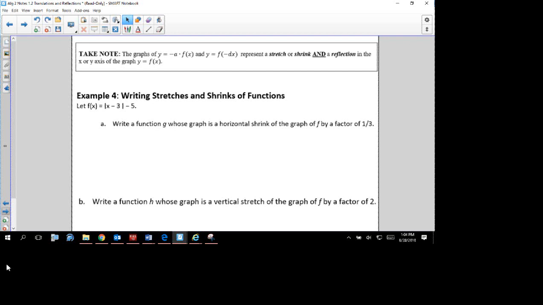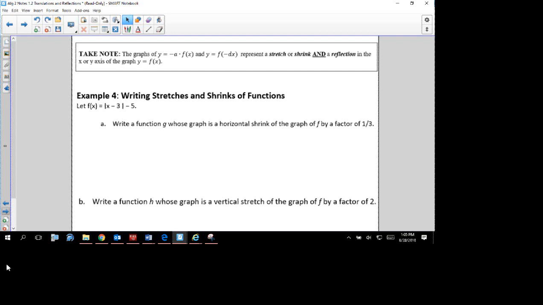Example A, write a function g whose graph is a horizontal shrink of the graph of f by a factor of 1/3. So f of x is absolute value x minus 3 minus 5. So this is the original. What's going to happen to the transformed? This horizontal shrink. So I'm going to take it and I'm going to push my arms in. So horizontally it's going to shrink, and yes, it's going to get skinnier. But we're not actually graphing this. We're going to find the equation. You could check it on your graphing calculator to make sure you're doing it right.